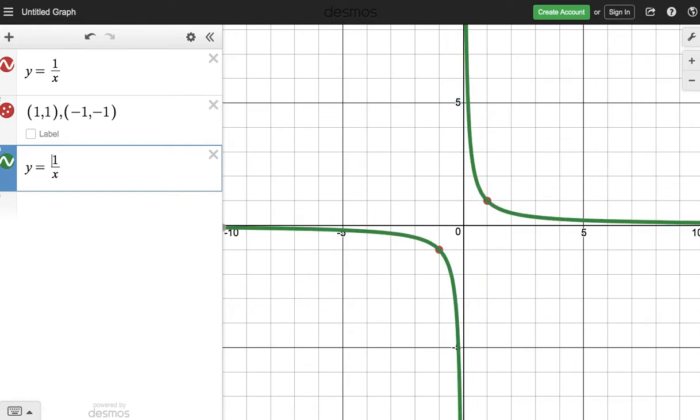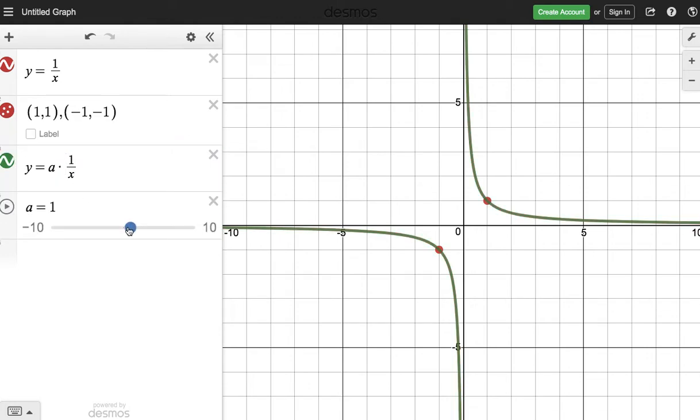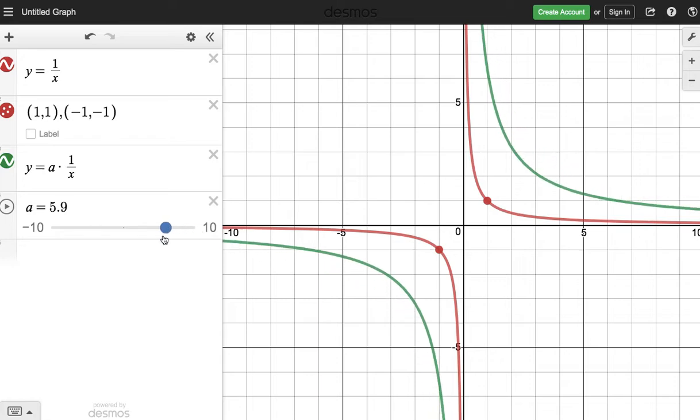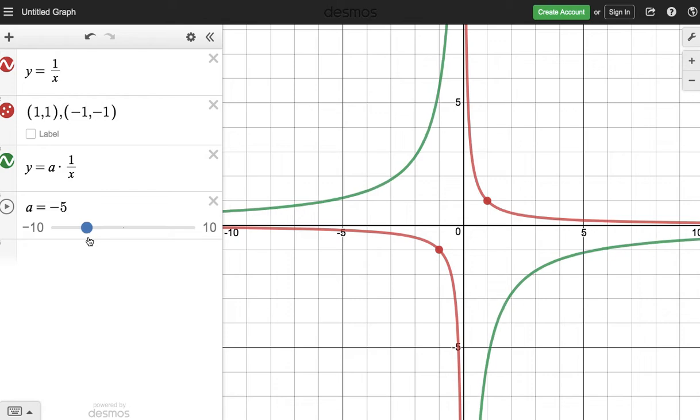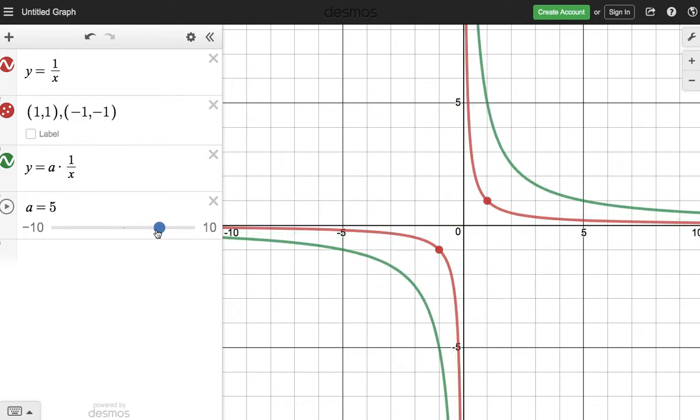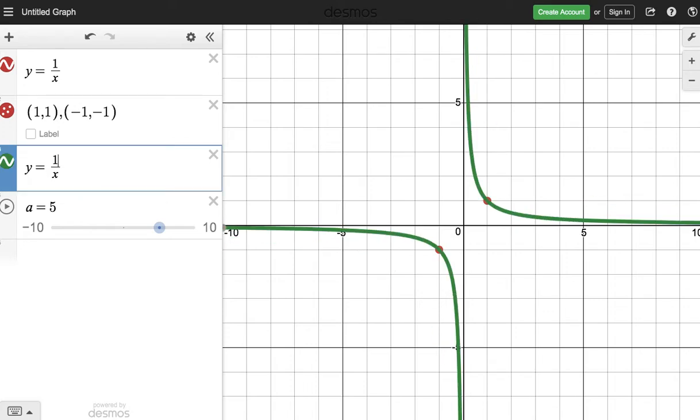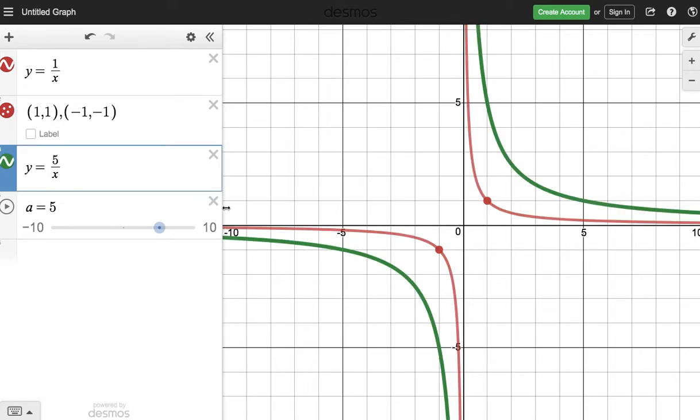And then lastly, let's do a dilation. So if you had some number multiplying out in front, a times, it's going to pull your graph further away from that intersection of your asymptotes. And then if a is negative, obviously it'll do that reflection. So I'm just going to pick out like 5, for example. This is equivalent to 5 over x, same thing. So you can see that stretch factor in front, or you can see it in the numerator.